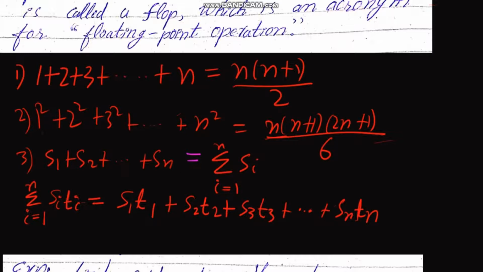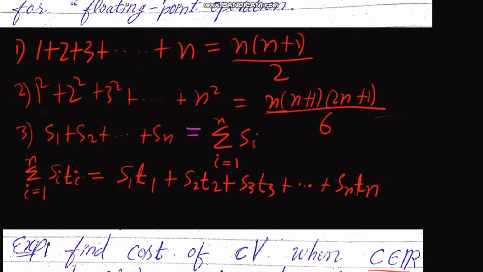And then if we have two terms in summations, for example, if we have the product of two different series, the product of the two series can be rewritten in the summation form.